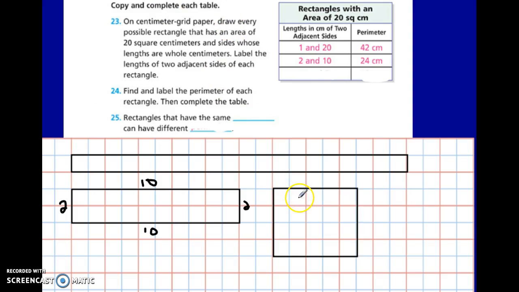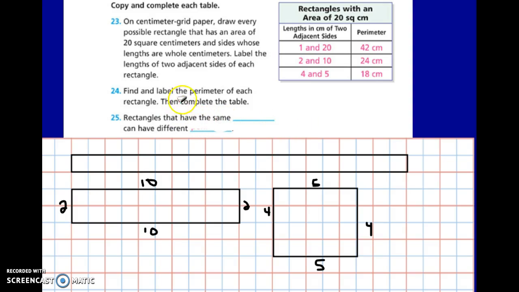All right, so here's our 4 by 5. So we've got 5 up here, then we have 4, 5, and 4, and we want to add all those up to get the perimeter. So 5 plus 5 is 10, plus 4 is 14, plus 4 more is 18. So we have the 4 by 5 with a perimeter of 18 centimeters.